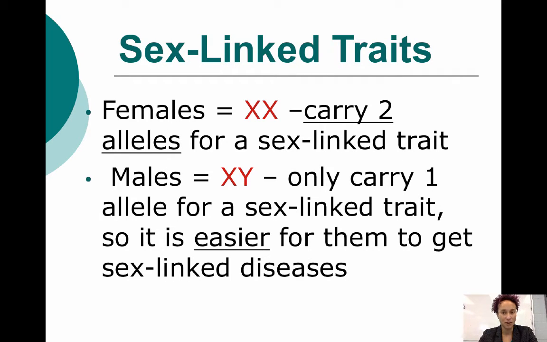Females, because they have two X's, are going to be carrying two alleles for the sex-linked trait. Males only have one X though, so they only carry one allele. And this is one of the reasons why men are much more likely to get sex-linked diseases. Females, if they have two alleles, one of them might be normal, and that might help protect them from getting the disorder. But if males happen to have that on their X chromosome, then they have that disorder. There's nothing that's a protective factor there.